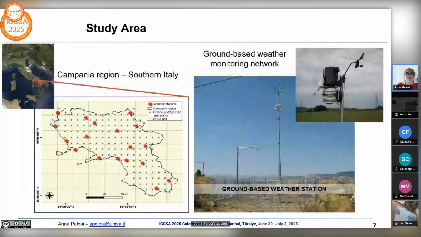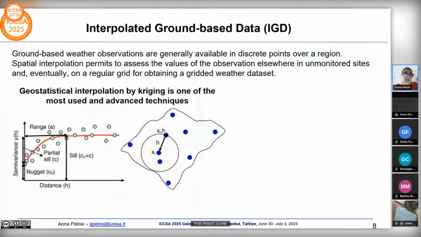The study area was the Campania region located in southern Italy. Here we have available a ground-based weather monitoring network composed of 18 weather stations. And of course, when we use the ground-based weather station at a certain point, we have the weather truth. However, as soon as we would like to perform a spatial analysis, we need to interpolate the data. So the ground-based weather observations are the weather truth only at the point of measurement.